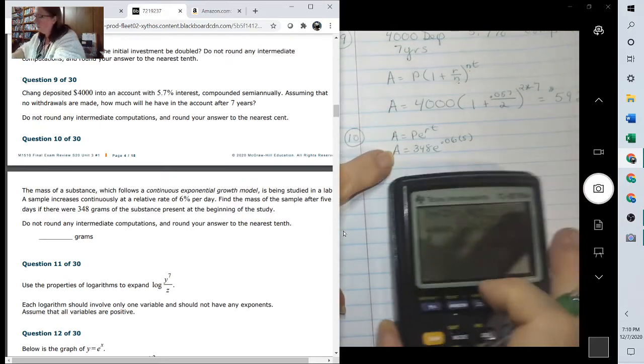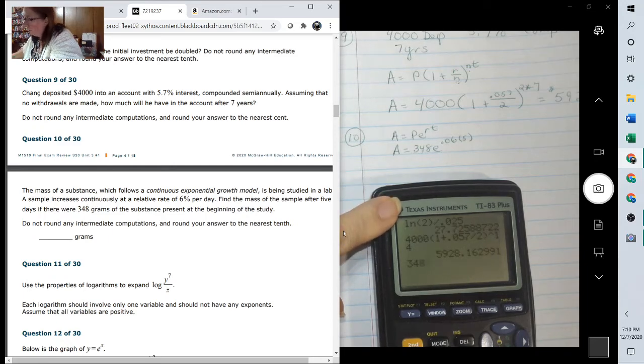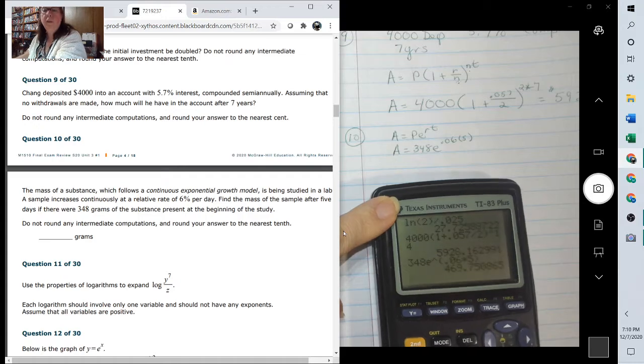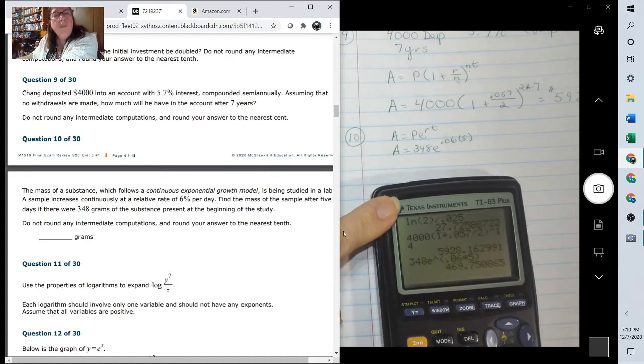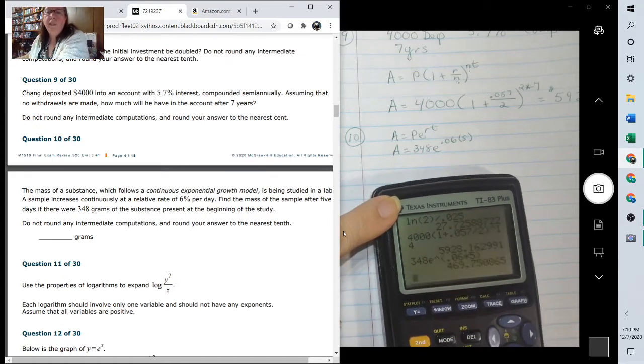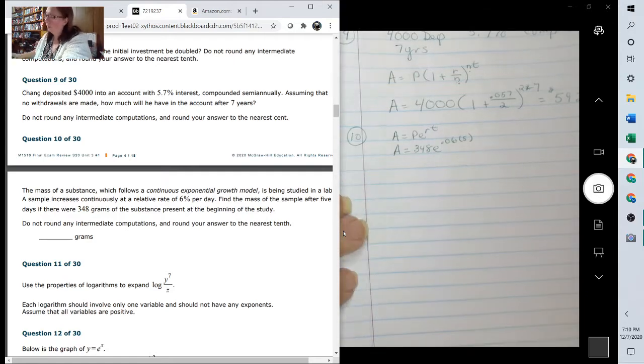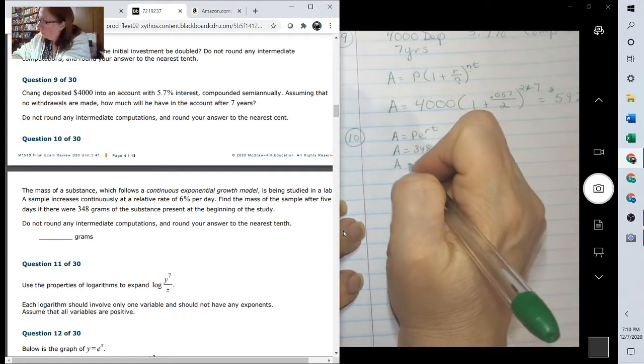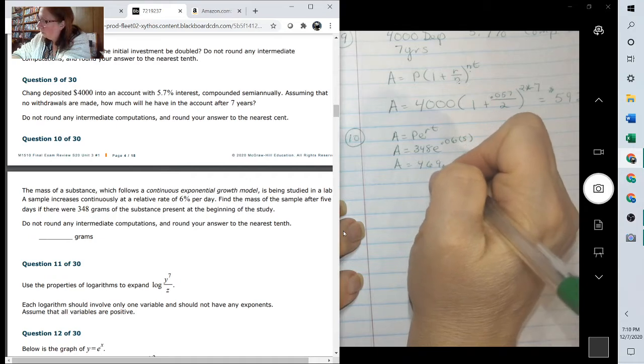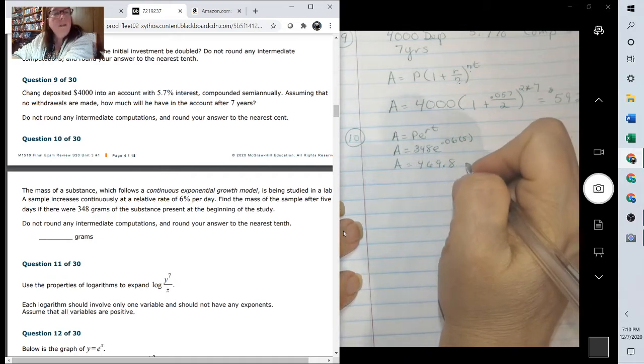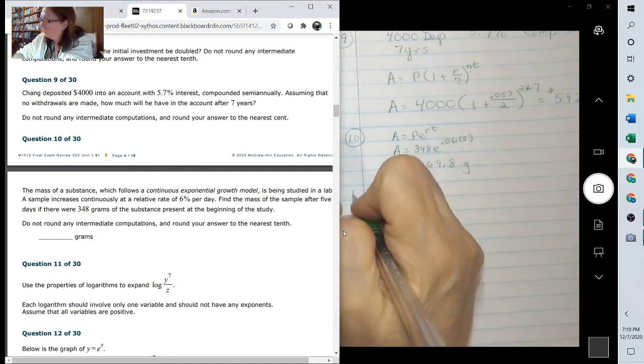Just plug that into your calculator. 348 e to the 0.06 times 5. Round to the nearest tenth. 469.8. I think it was grams.